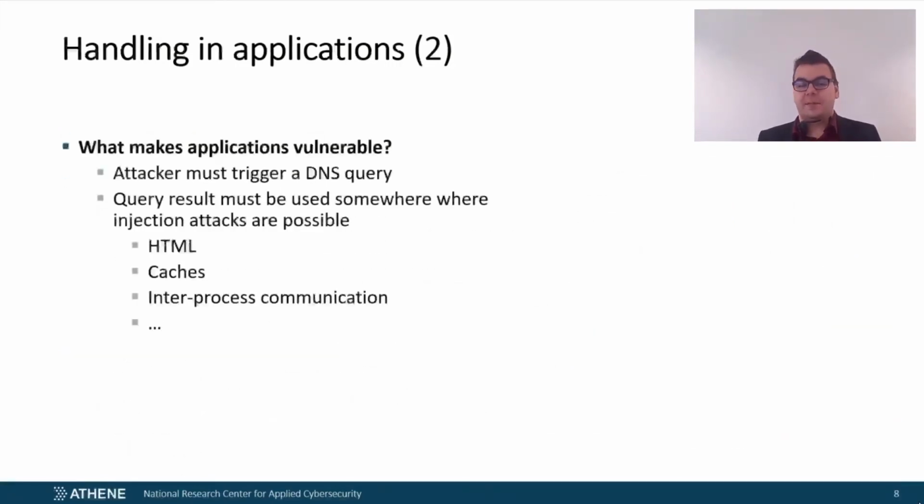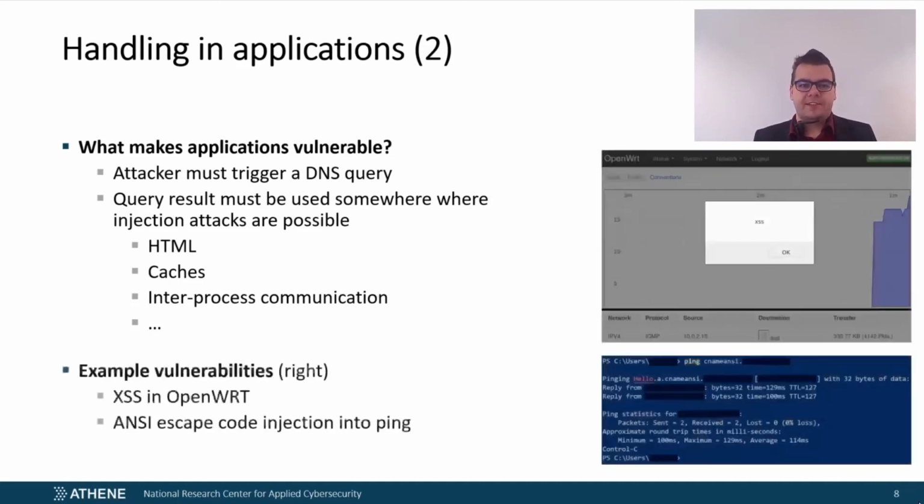So what makes an application vulnerable? Essentially, for an application to be vulnerable, first the attacker must be able to trigger a DNS query. For example, if you send a mail to a mail server, the mail server needs to find out where the mail should go to, and therefore it asks the DNS. Also, the query result, which is received by the application, must be used in some context where an injection attack is possible. For example, it might be included in an HTML website. It might be saved into a cache where it can be misinterpreted, or it might be used in some inter-process communication.